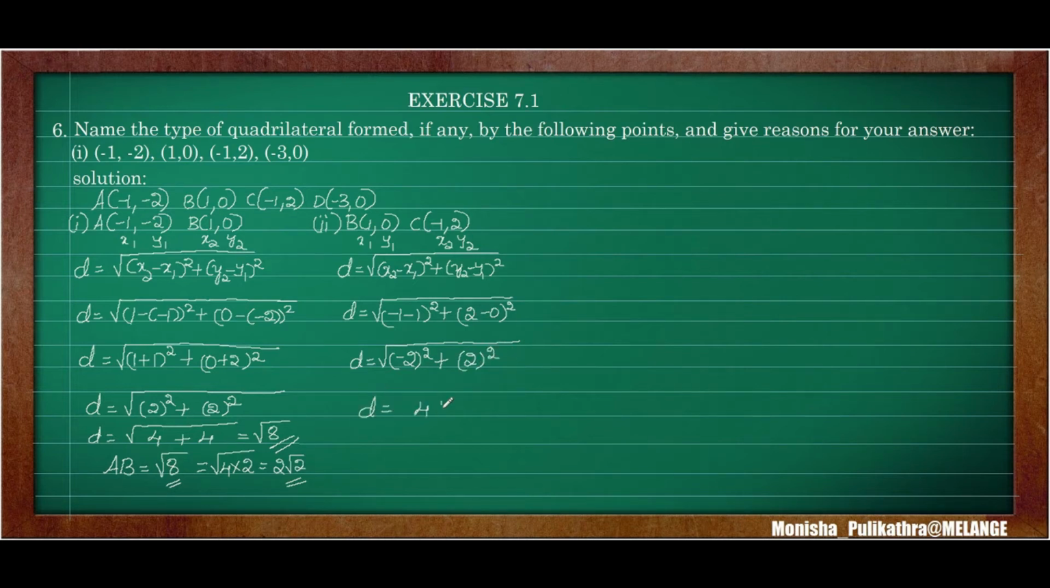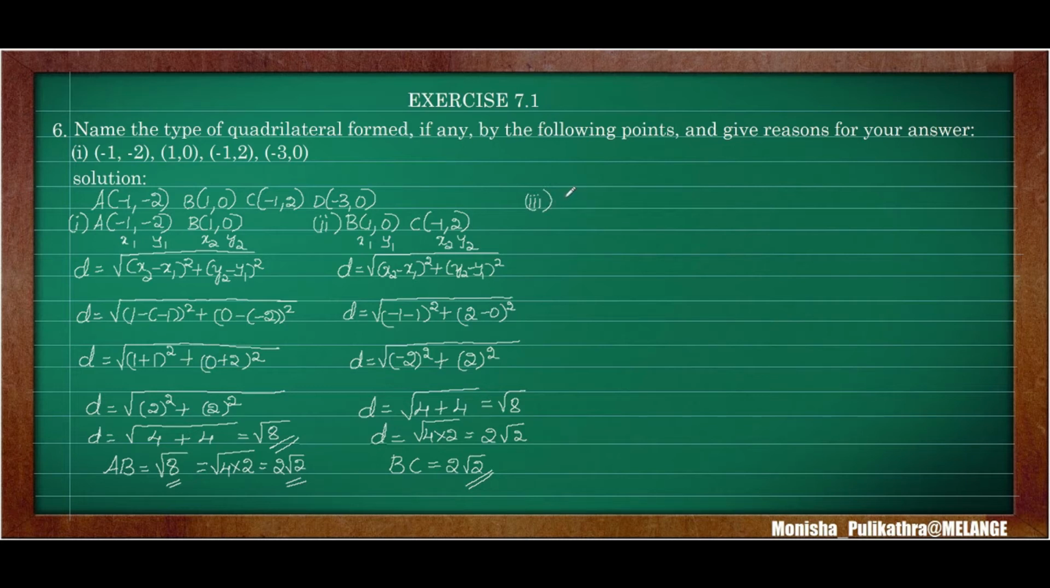So D is equal to 4 plus 4. Again root 8, we can simplify it and write it. That is 4 2s are 8, which will be equal to 2 root 2. So the value for BC is also equal to 2 root 2. Okay. So moving on to the third case.